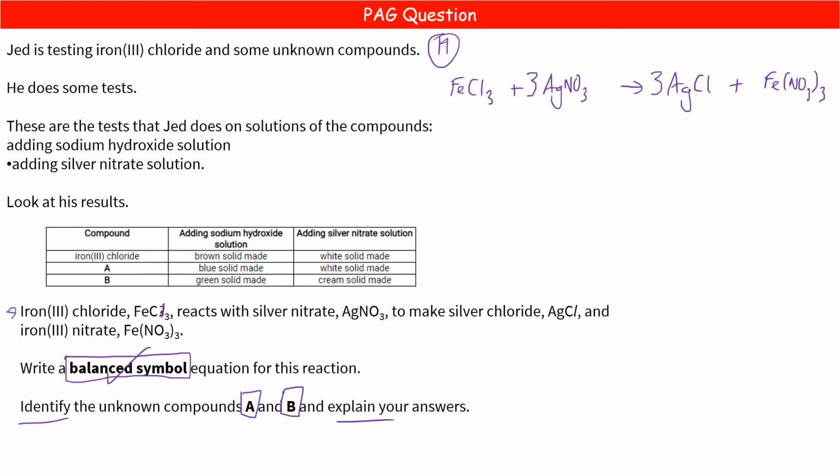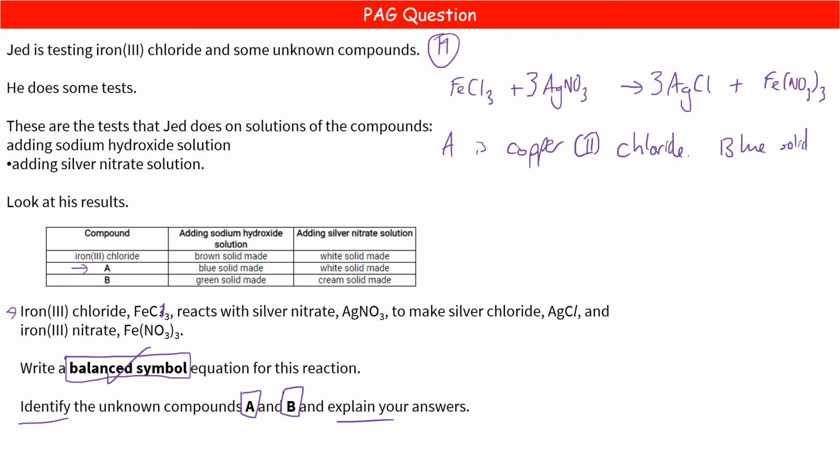We now need to identify unknown compounds A and B and explain our answers. So let's look at A first of all. Sodium hydroxide makes a blue solid. So we can say A is going to be copper 2, and then we're making a white solid with silver nitrate, chloride. So the reason then, got to explain this.